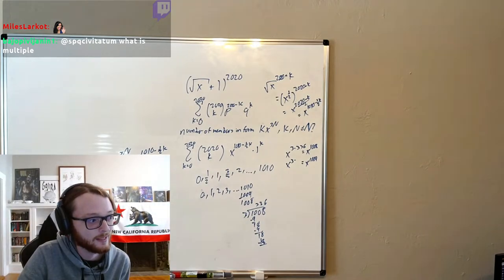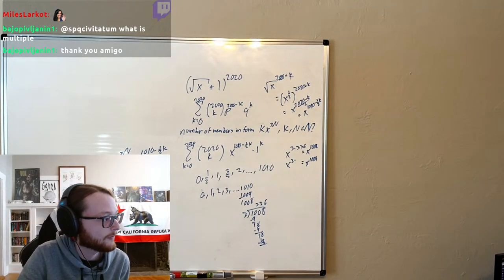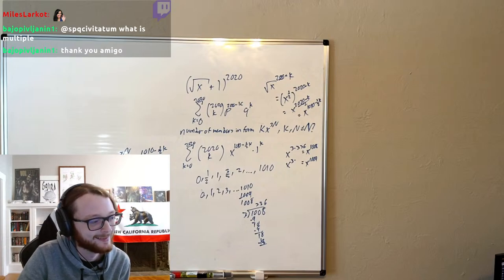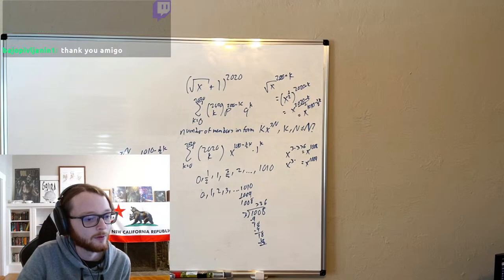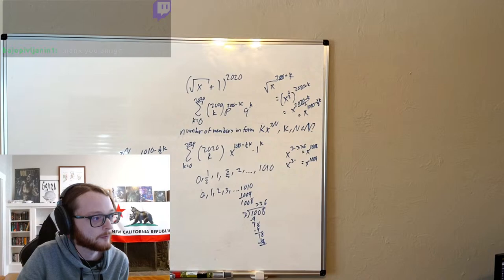Yeah, I hope that at least kind of makes sense. It's a little bit hard to explain, to be honest. Multiple just means that if something's a multiple of three, then you can do three times something to get to that number. So you'd say that nine is a multiple of three because you can do three times three to get nine.